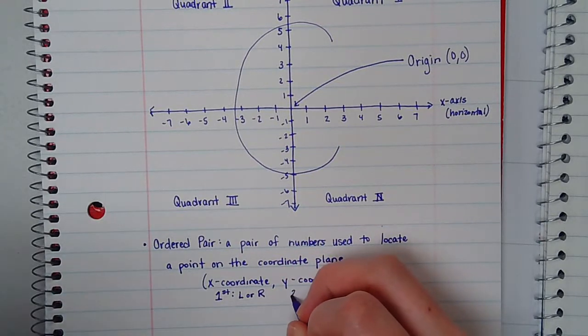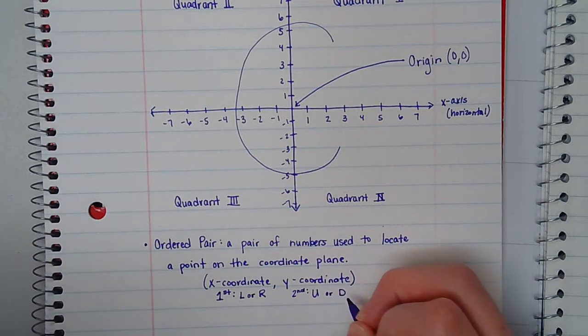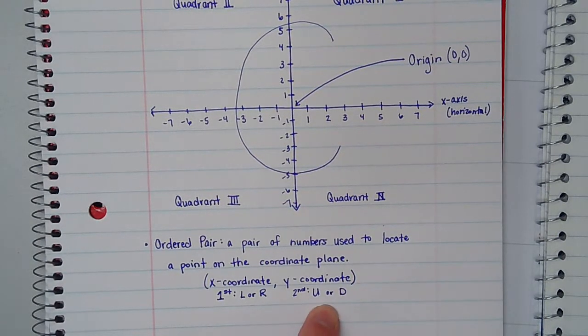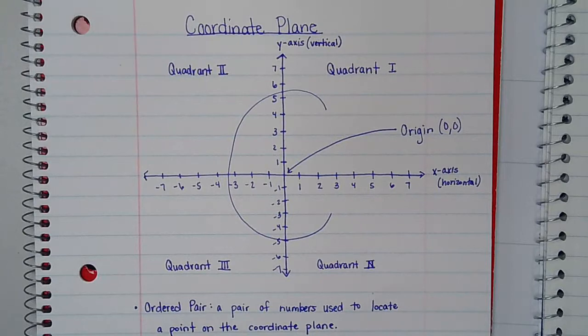And then your second move would have to be up or down. All right? And it can't be both. You can't move up and down. It's just up or down. Okay? So this will make more sense in just a minute.